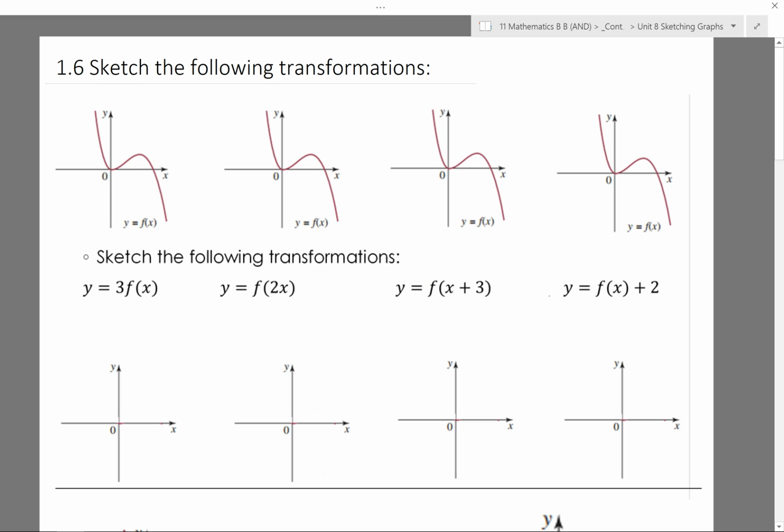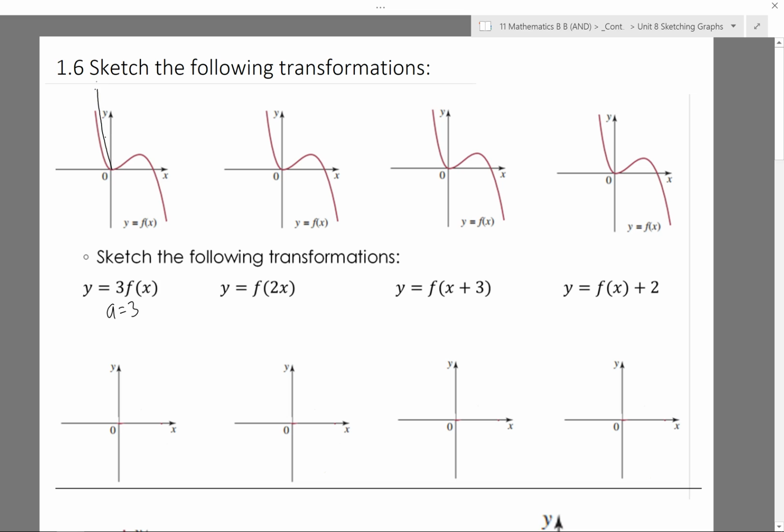So in the first case, I'm multiplying the function by 3. So this is indicating that my a value is 3. Look back on my grid: a values are vertical dilations. So that means I should be stretching things vertically, or making the distance from the horizontal axis bigger. So all these distances here I'm going to make bigger.